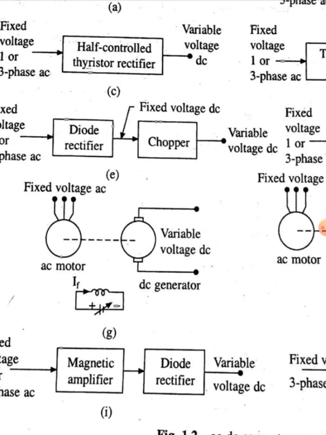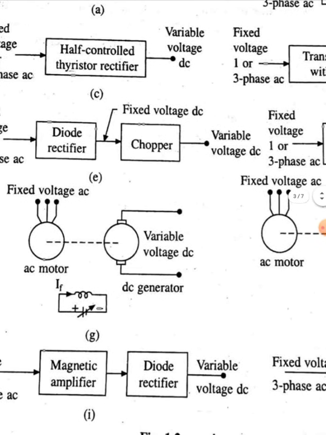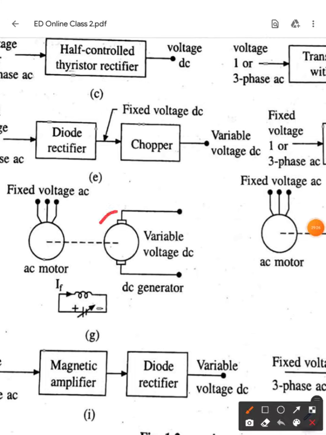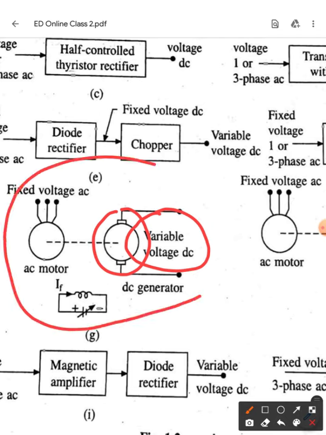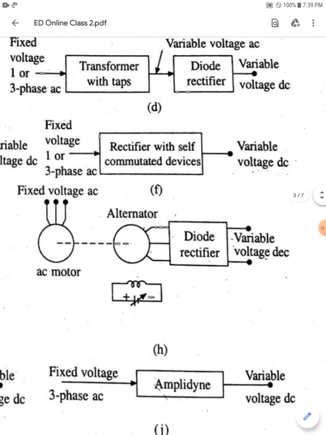As the input is a fixed AC voltage, but by changing this field magnitude, we can change the speed of the AC motor. As the speed of the AC motor changes, the DC generator speed also changes, for which the generated voltage value can be changed. So by using this arrangement, we can get variable DC voltages. Coming to the next.